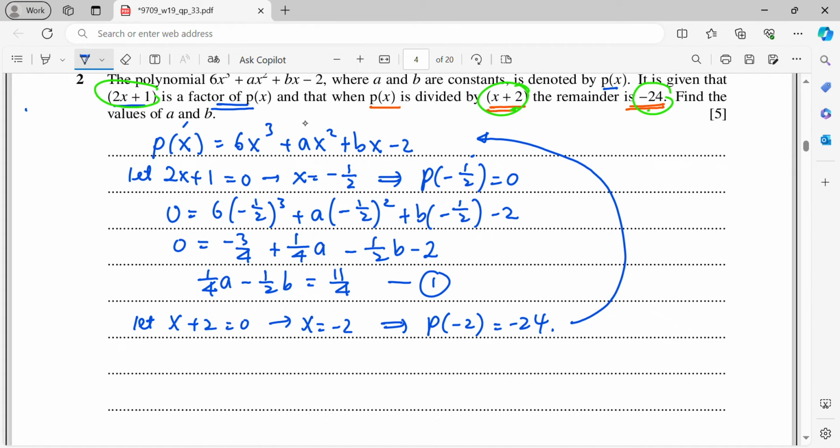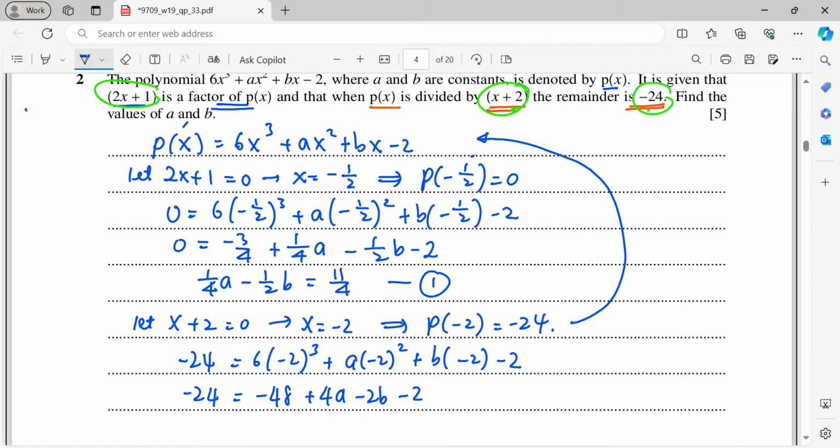So I will be getting negative 24 equals 6 times negative 2 cubed plus a times negative 2 squared plus b times negative 2 minus 2. Then from here, you will get negative 24 equals negative 48 plus 4a minus 2b minus 2, and hence 4a minus 2b equals 26. This is my second equation.